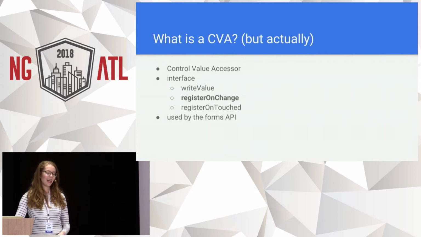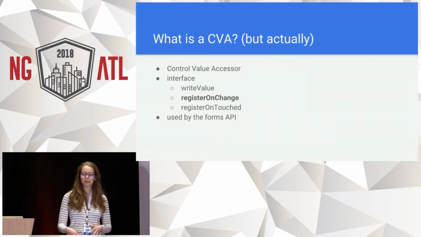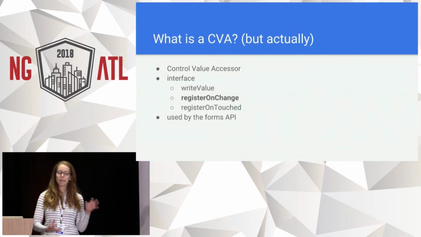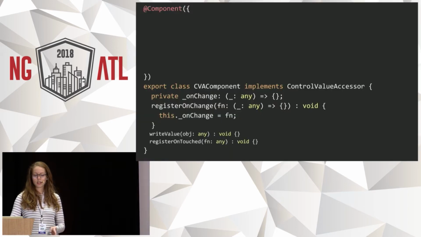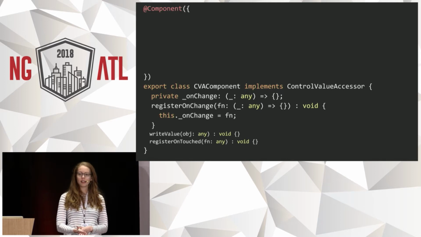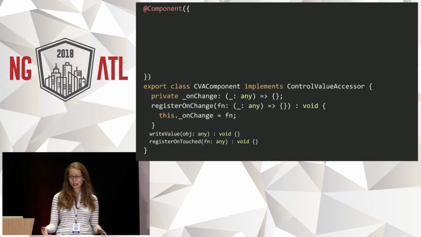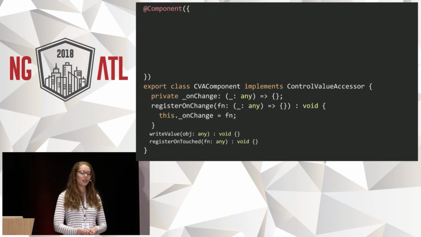These are all used by the Forms API. I'll go into this a little more in depth, but the Forms API puts a lot of the magic together. So here's what the basic implementation of a control value accessor looks like. There are 4 parts to set up a control value accessor. The first part is implementing the interface. And as I said, we really only care about register on change and on change.